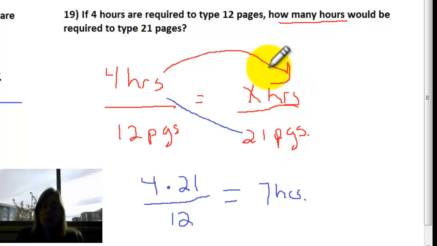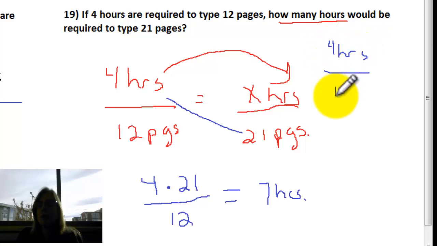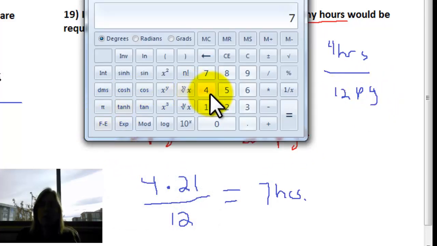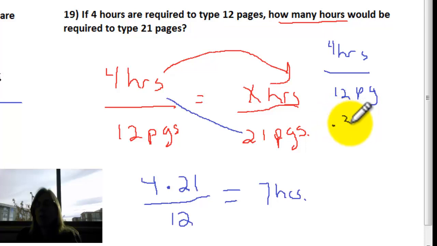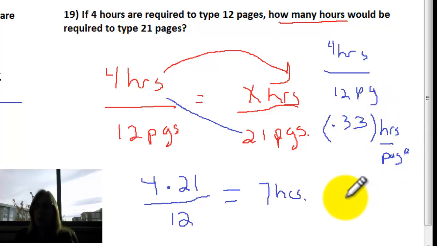You can also do a unit rate, and where can I squeeze it in? If I did a unit rate using this initial information, 4 hours to 12 pages, I can get how many hours it takes in one page, which is kind of strange. 4 divided by 12 is 0.3, a repeating decimal, but you would take a couple of places of that repeating decimal and you multiply it by how many pages. If you multiply this by how many pages, then you know how many hours it'll take to do 21 pages.